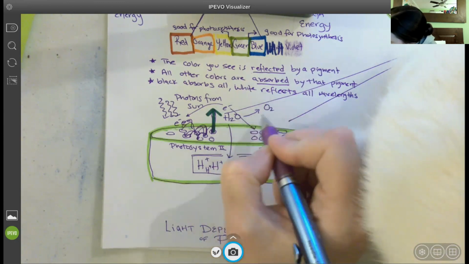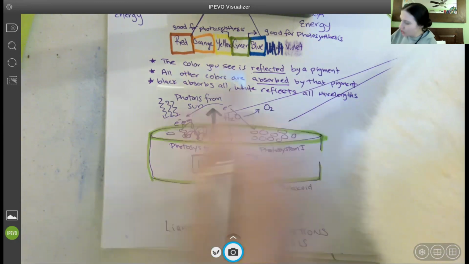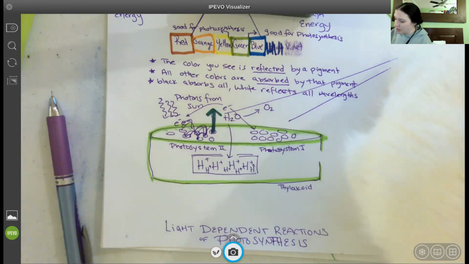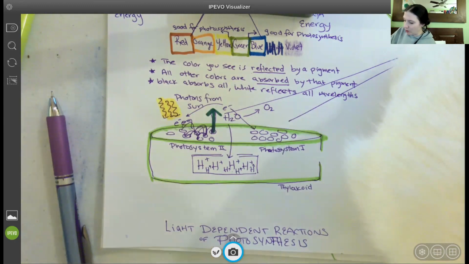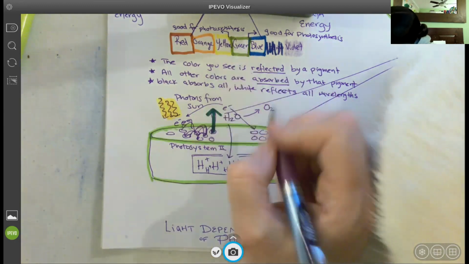And photosystem 1 is going to use photons. And actually, they're energetic. Let's highlight our photons. So we're going to get new photons, again, from our light.